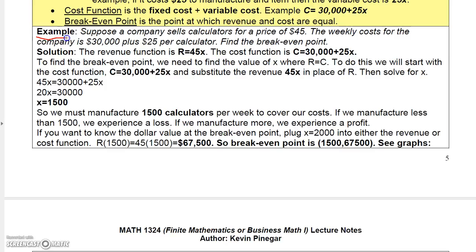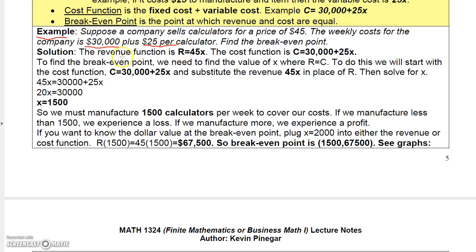Suppose a company sells calculators at a price of $45. The weekly cost for the company is $30,000 plus $25 per calculator. We want to find the break-even point. Well, to find the break-even point, we need to find where the revenue and the cost are equal.